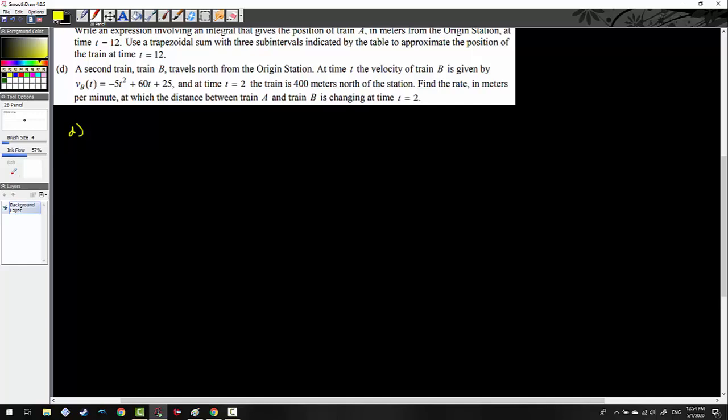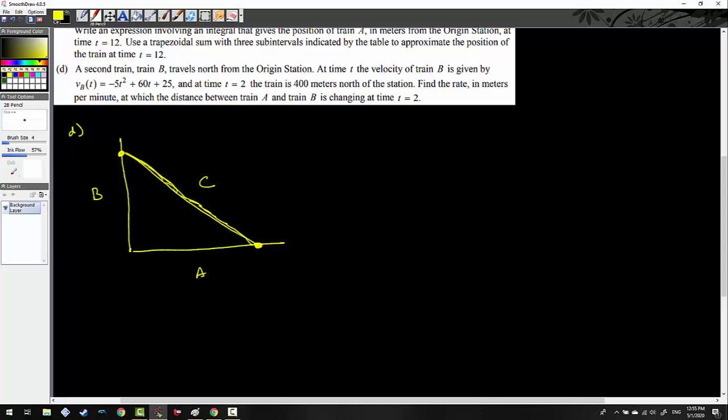So here we got the origin station. We got train B leaving northbound here. We got train A leaving presumably east or westbound. The trains are going to be at some point right there, at some point during their journeys. And I want to measure the distance between them. So I'll just call that, for lack of a better term, C. And I want to find out how much this diagonal, hypotenuse-like distance is changing.